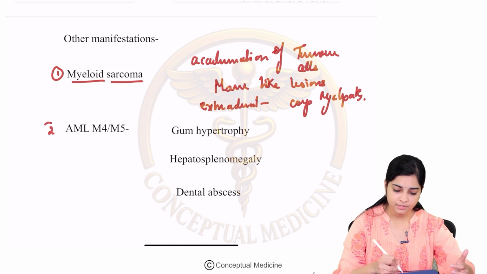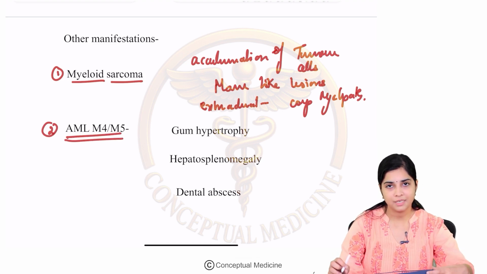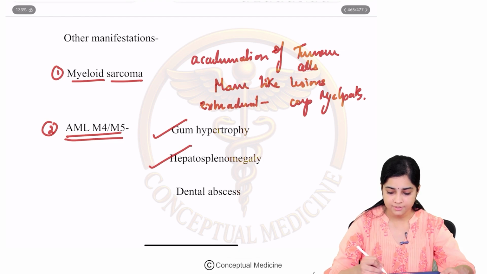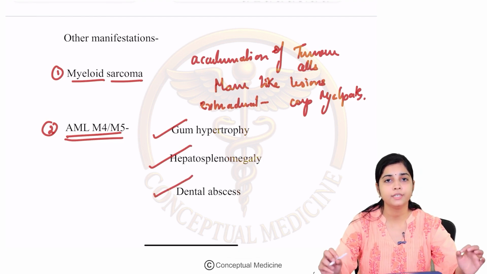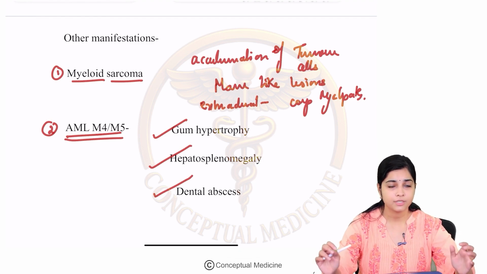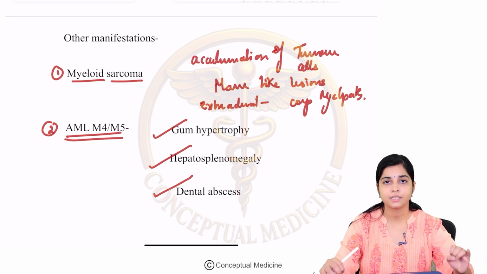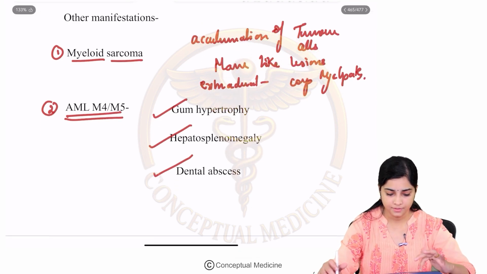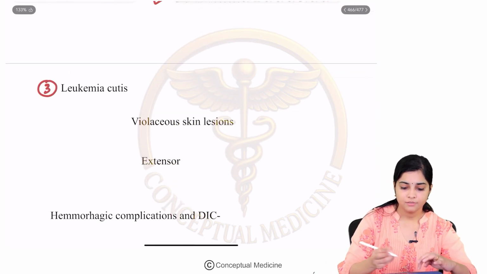Then certain important characteristic features of AML M4 and M5 are the presence of gum hypertrophy, hepatosplenomegaly and a predisposition to dental abscess. Okay, so these are some important points where MCQs can be tested. AML M4 M5 is associated with gum hypertrophy, hepatosplenomegaly and dental abscesses. Then AML can involve the skin.